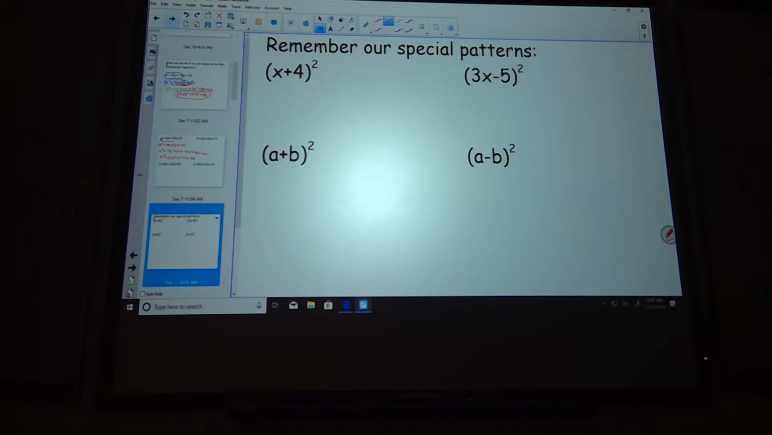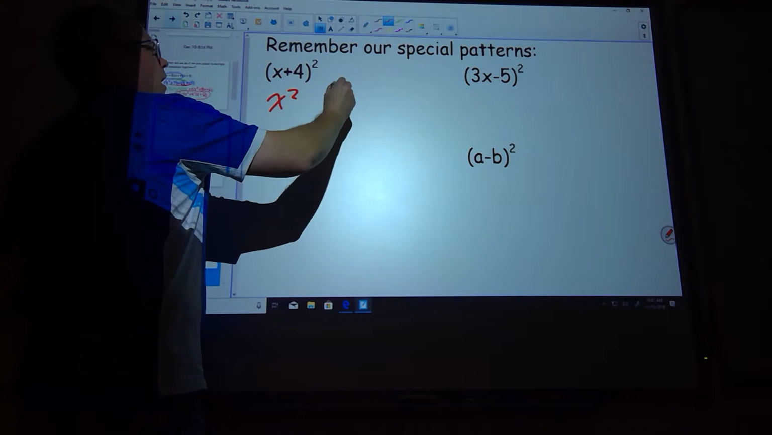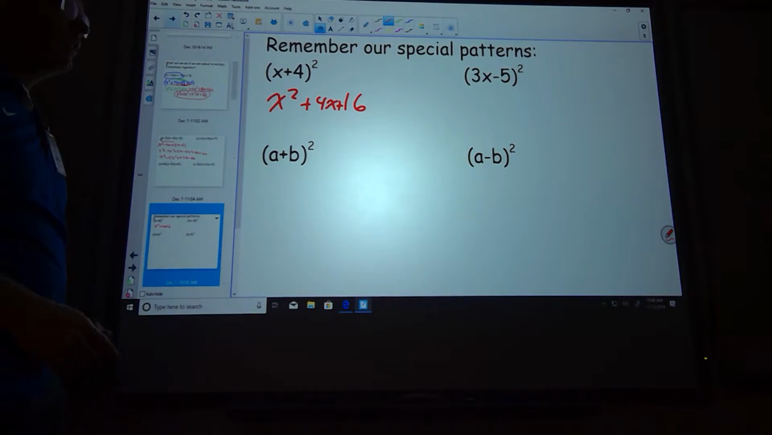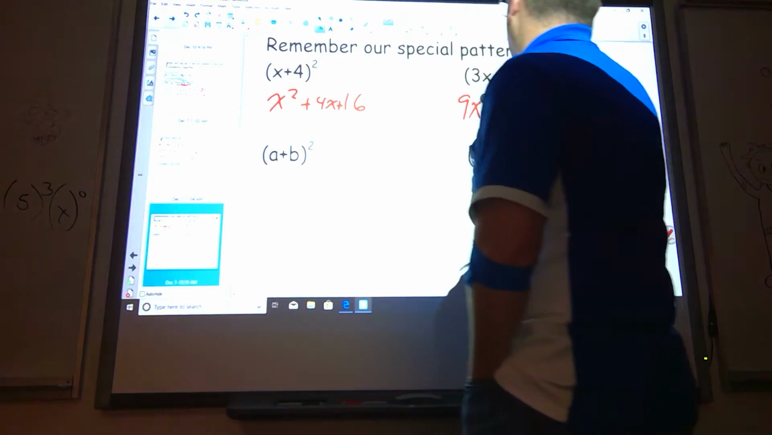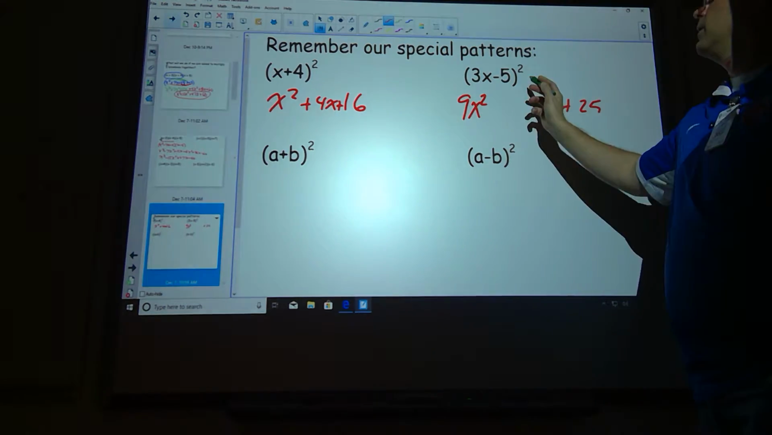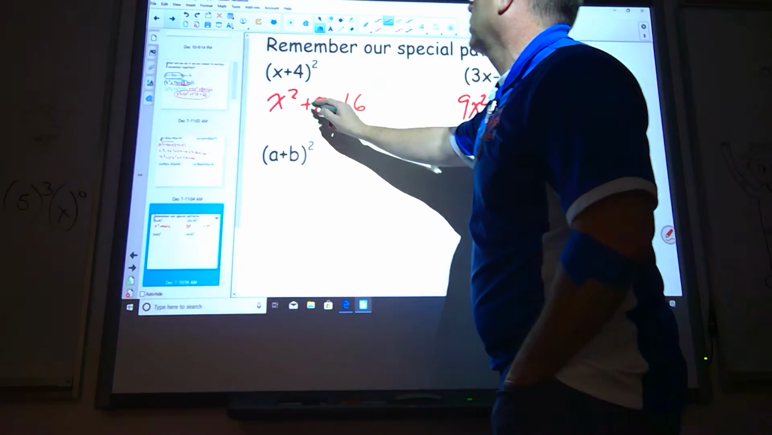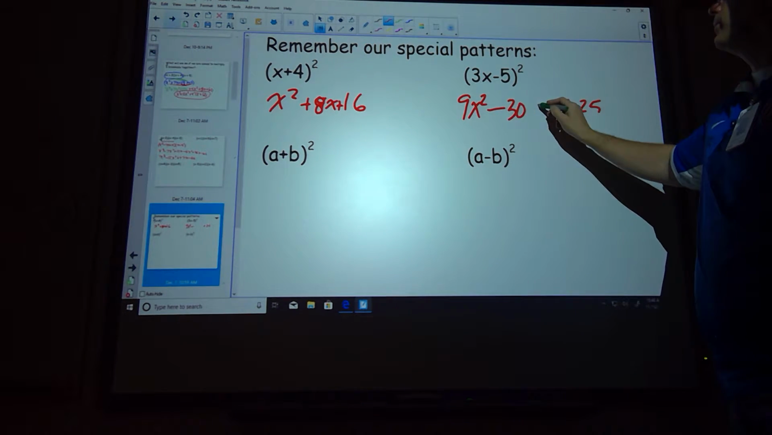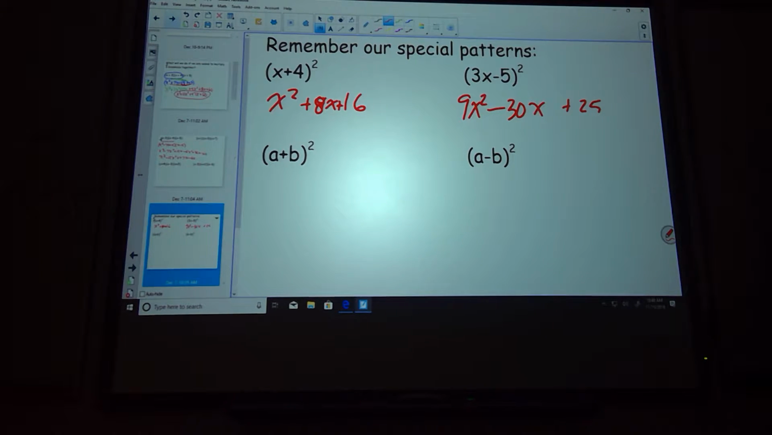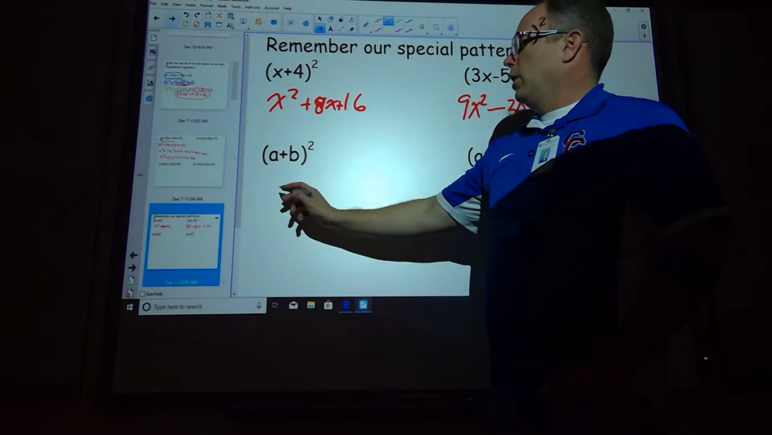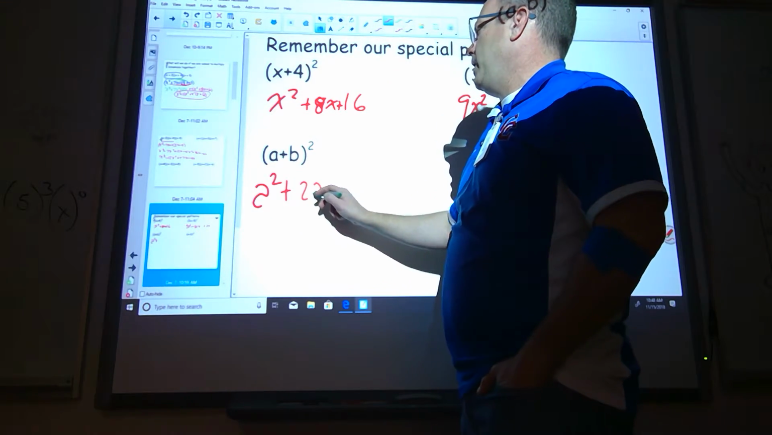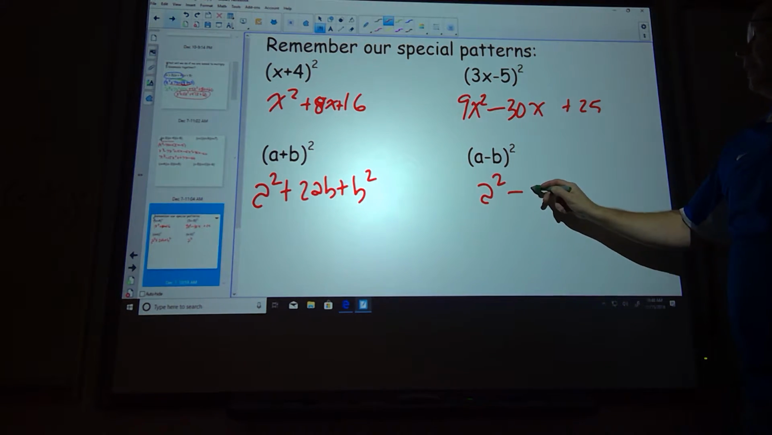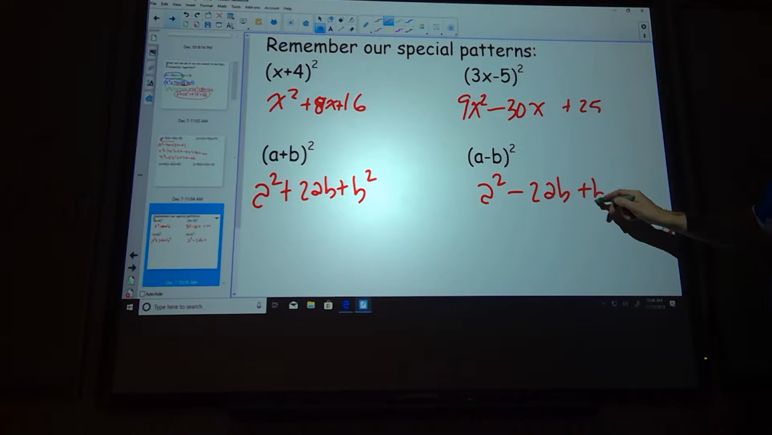All right. So then you remember the special patterns. x squared plus 8x plus 16, or this one, 9x squared plus 30x plus 25. That should be an 8x, excuse me. Sorry. So multiply those together, 15, and double it. Or just FOIL it out if you don't remember that. So this is then a squared plus 2ab plus b squared. And then this one would be a squared minus 2ab plus b squared.